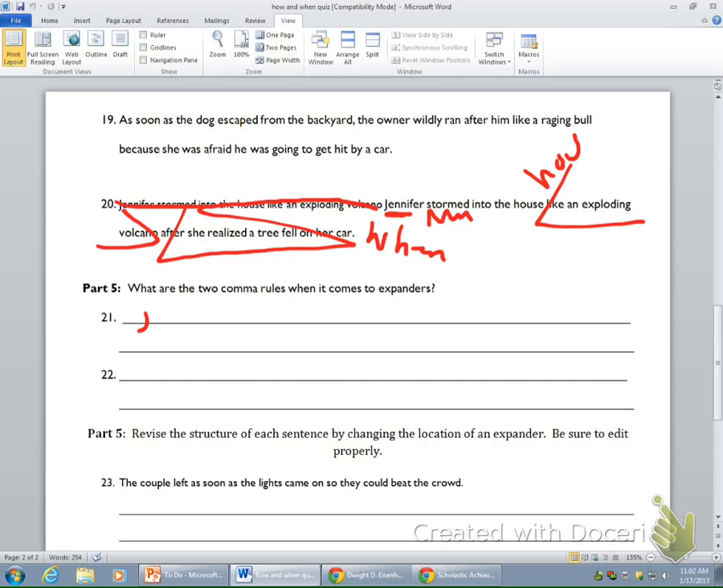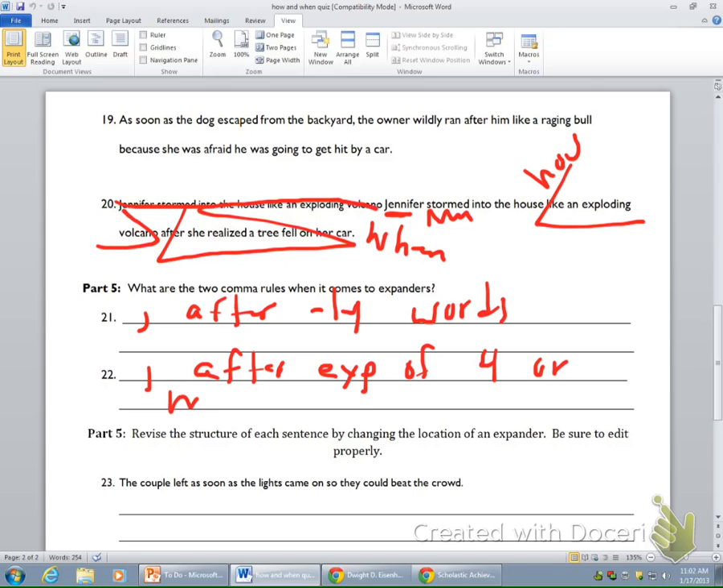Okay, 2 comma rules. Not hard. Comma after ly words and comma after an expander of 4 or more words. Now, here is the issue I ran into. A lot of you, for this one, put that expander rule, right? But then you go down to part 5 to revise it, and you didn't follow the comma rule.